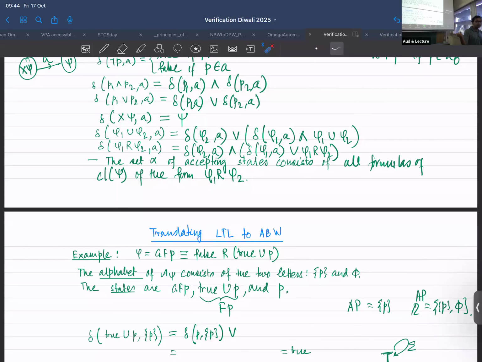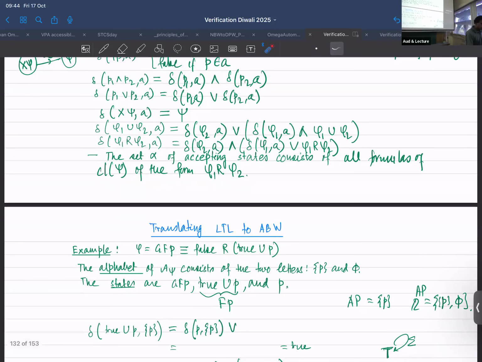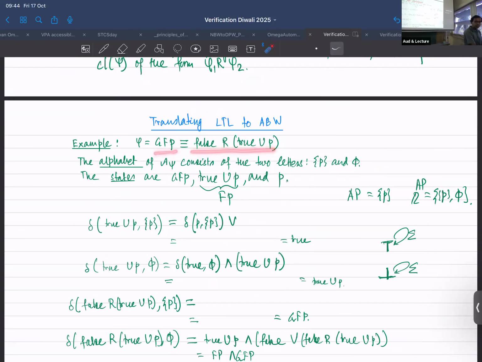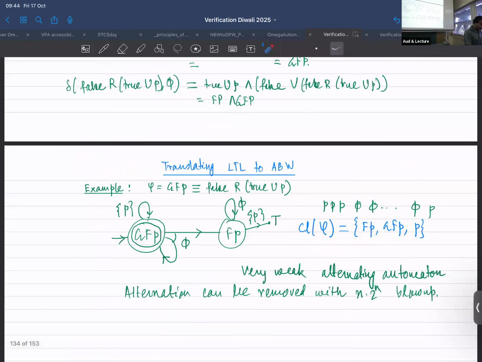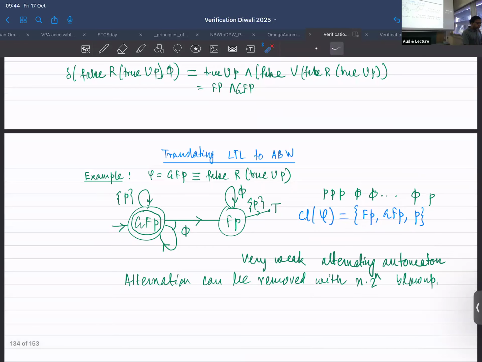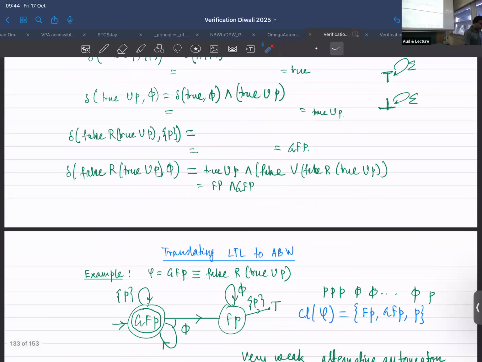Okay, and we also mentioned that we did not formally prove the correctness of the construction, which we will do for another translation from LTL to direct NBW. And here the set alpha is the set of accepting states. It consists of all formulas in the closure that are of the form phi 1 release phi 2. So here, if you see GFP, this itself is of the form phi 1 release phi 2, and hence this particular state that corresponds to phi is also an accept state, right?